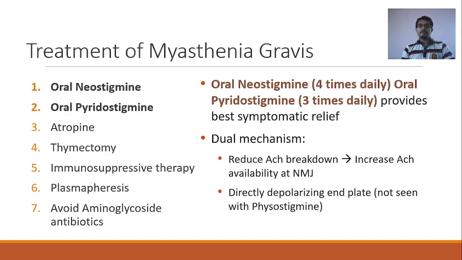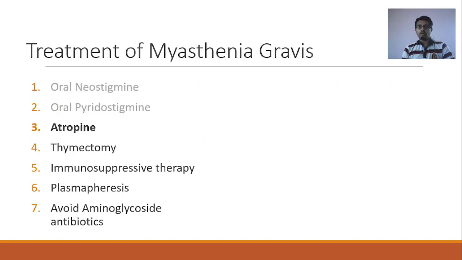The second drug here is atropine. So what is the role of atropine, which is a muscarinic receptor blocker, in the management of myasthenia gravis, which affects the NM nicotinic receptors? What is the connection? For that, we need to understand the complete mechanism of action of neostigmine or pyridostigmine. What they do is that they block the acetylcholinesterase enzyme wherever they are present.